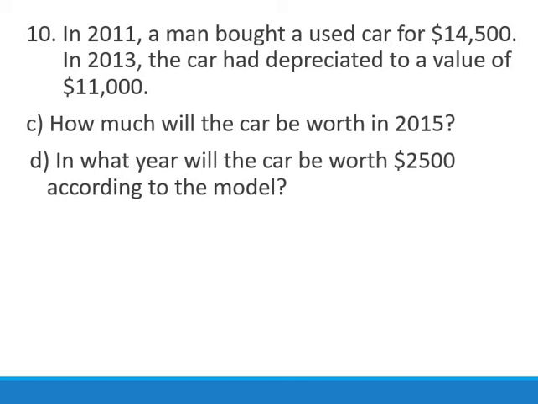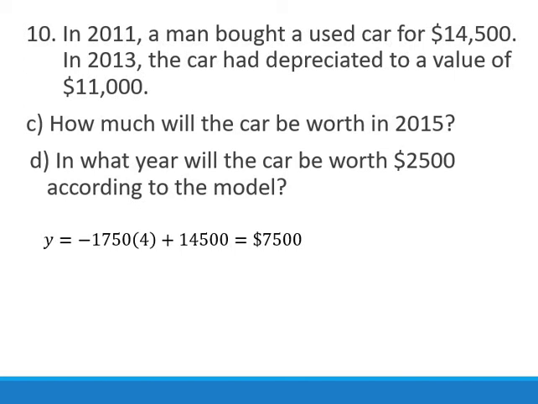Okay. Then let's look at parts C and D. Part C, how much will the car be worth in 2015? We need to subtract off 2011. We're measuring from 2011, so that would be 4 years later. So we need to plug in 4, so we get our slope, negative 1,750 times 4, plus our y-intercept, 14,500, and compute that, you get $7,500. So in 2015, 4 years after he bought the car, it's now worth $7,500.